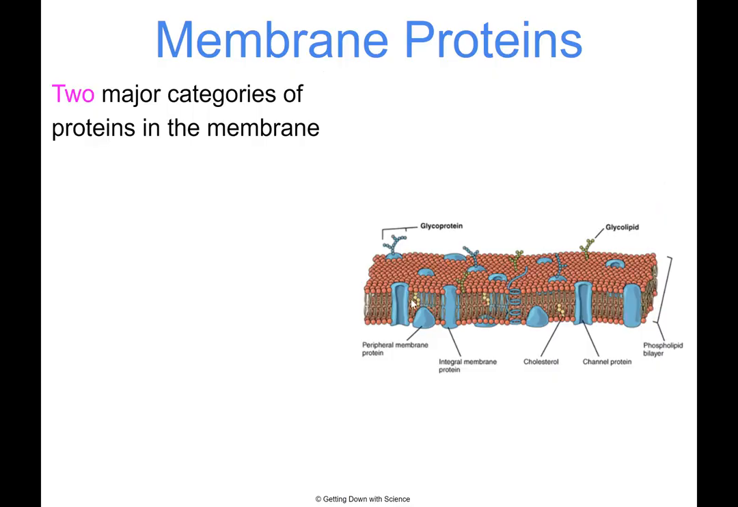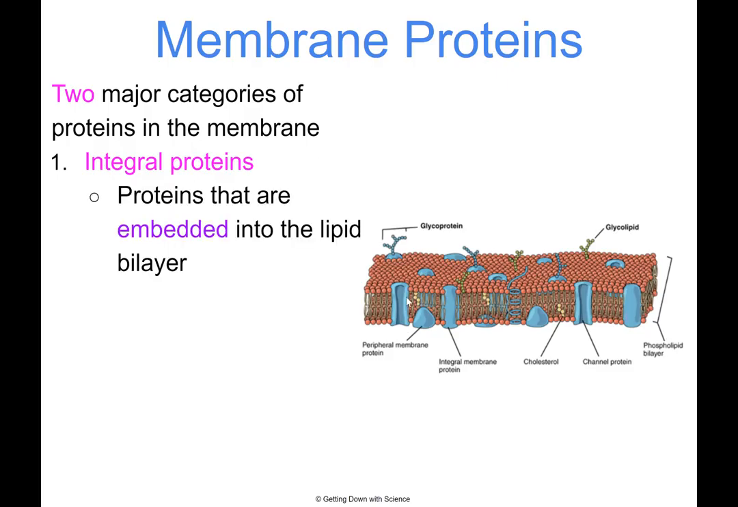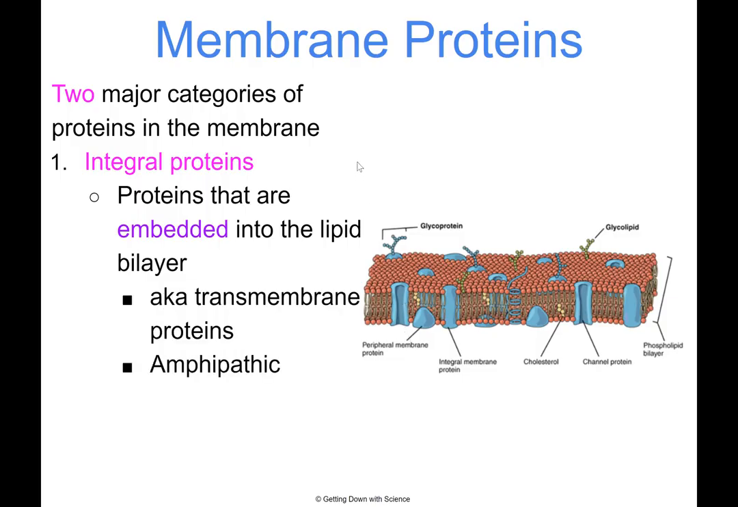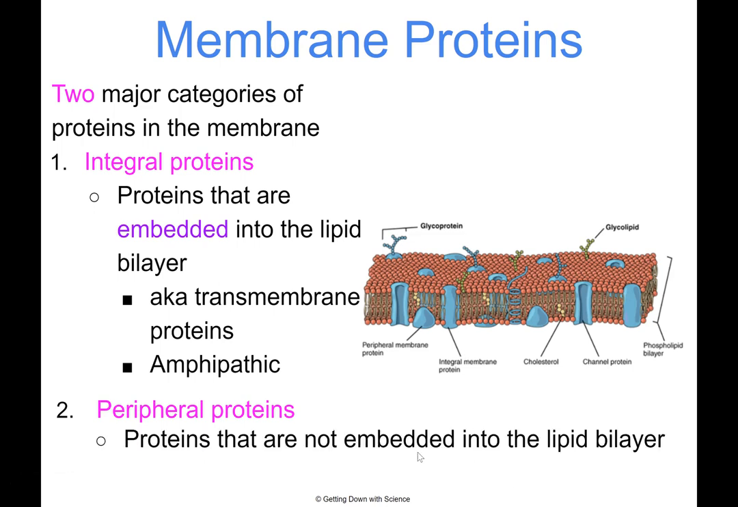So when we're talking about those proteins, there are two key categories. We have what we call the integral proteins. They're embedded into the lipid bilayer and go all the way through. Sometimes we also refer to them as transmembrane proteins or amphipathic proteins. And then we have the peripheral proteins, which are not embedded all the way through the layer. They're just on the top or on the bottom, loosely bound to the surface.